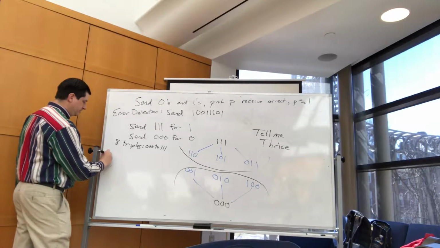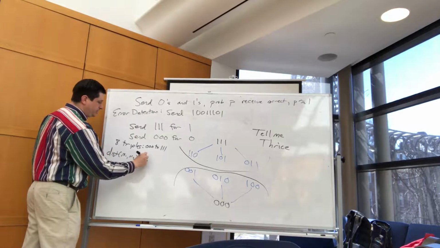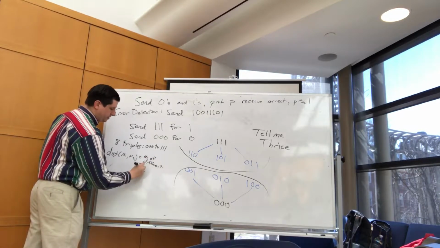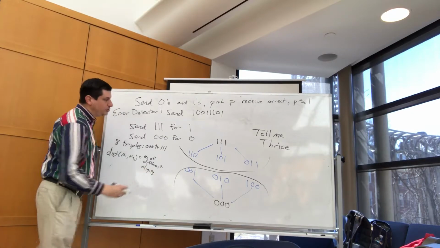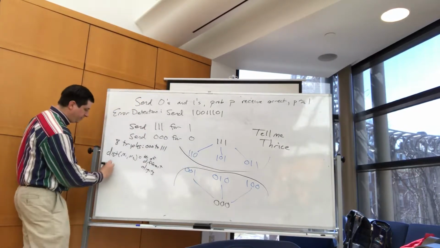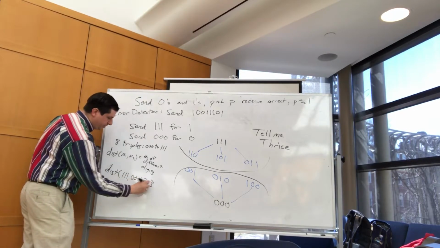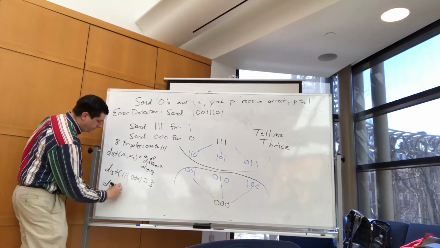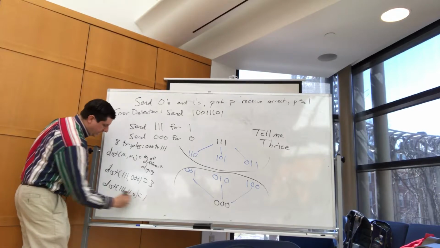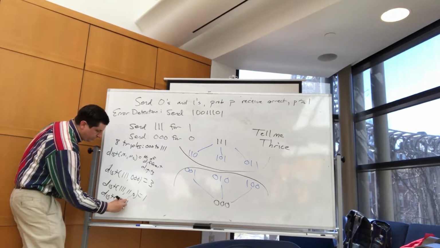So the distance between 2 messages is equal to the number of different digits. So how far apart are 111 and 000? They're 3 apart. So the distance from 111 to 000 is 3. What's the distance from 111 to 110? And the distance from 000 to 110?